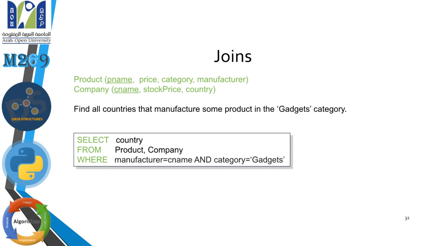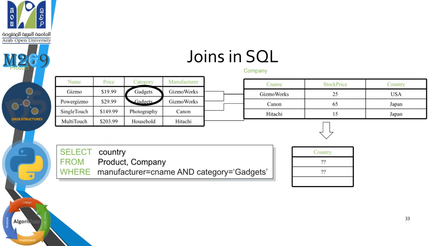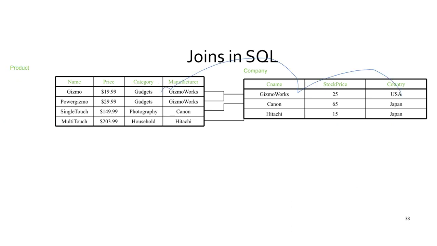Another example is finding the countries that manufacture the same gadget. So you can write manufacturer equals cname and category equal gadget. And the result will be the same gadget from Gizmo Work. So this is from Gizmo Work, and Gizmo Work is from USA.